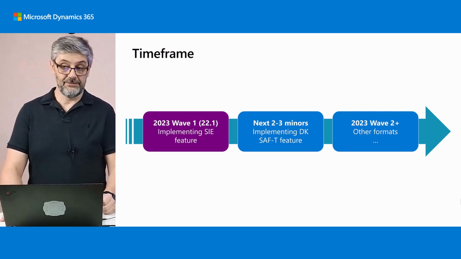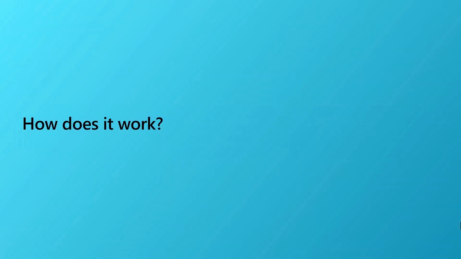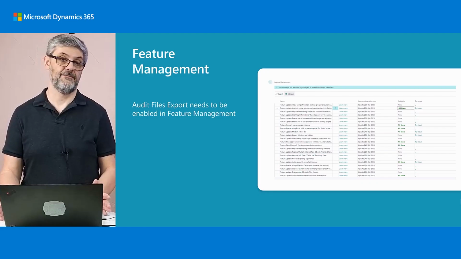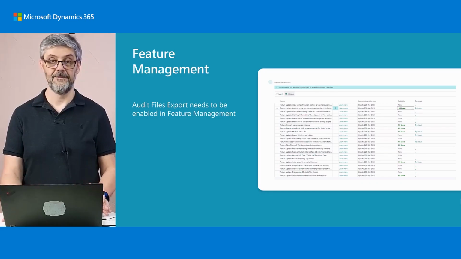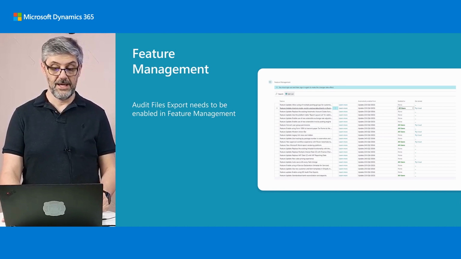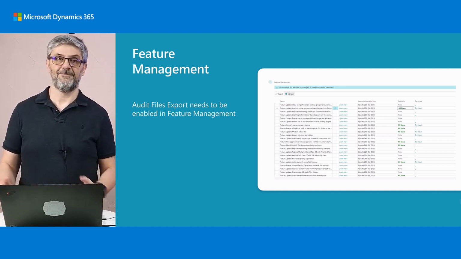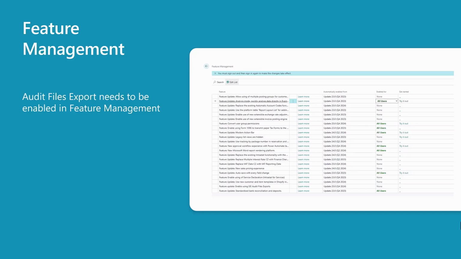Okay, how does it work? First, and this is the most important thing, if you want to use this feature, you need to enable it through feature management. This is a one-way process: when you enable it, that's it, there is no way back. But this is not so problematic because it will not have a huge impact on other processes.